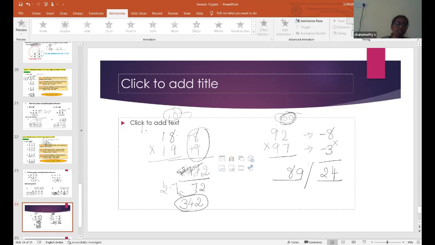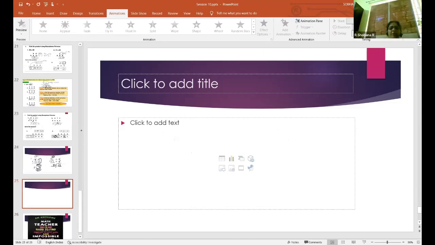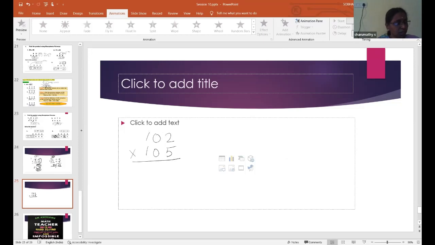Can you all try, ma'am? One more sum I'll give you. Give me the question, ma'am. It is 102 into 105. Can you identify, teachers? Is it above base or below base? Above. Yes, it is above base.